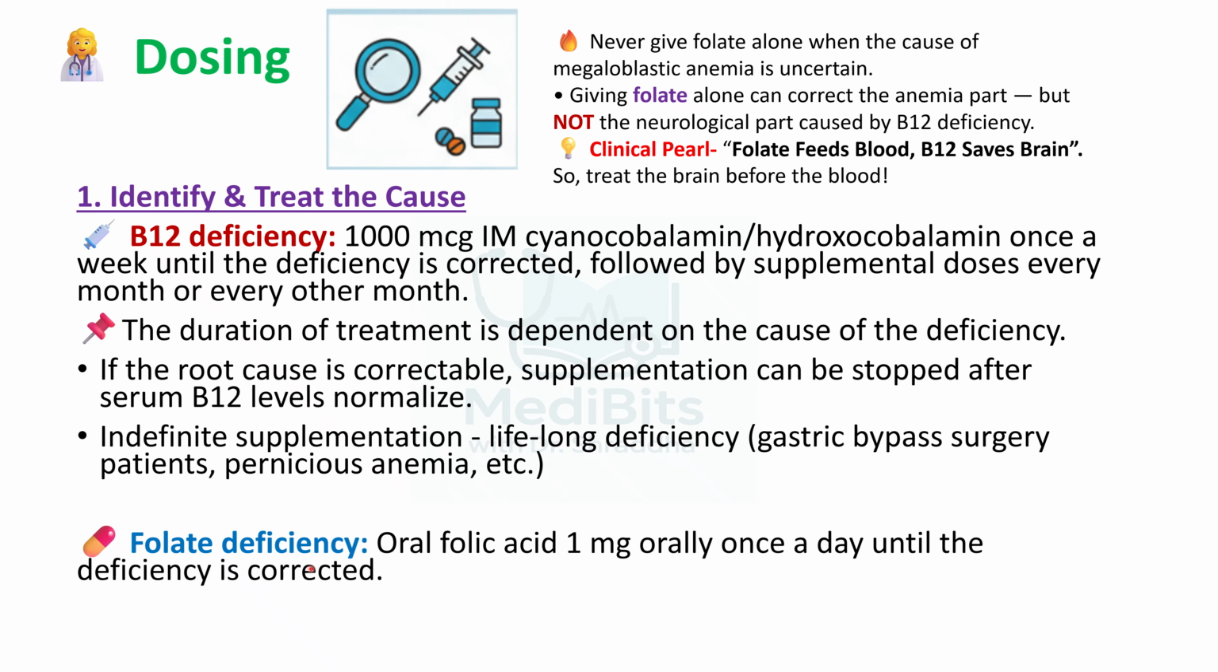Now, treatment of folate deficiency is much simpler. Oral folic acid 1 mg daily until levels normalize. No fancy dosing or injections needed here unless the patient cannot absorb it orally. So to recap the treatment, for B12 deficiency, IM injection weekly, then monthly based on the cause. For folate deficiency, give 1 milligram oral daily. Always rule out B12 deficiency before giving folate alone.